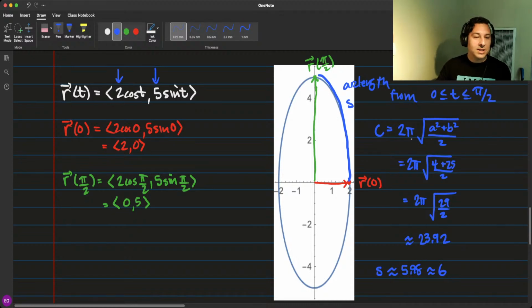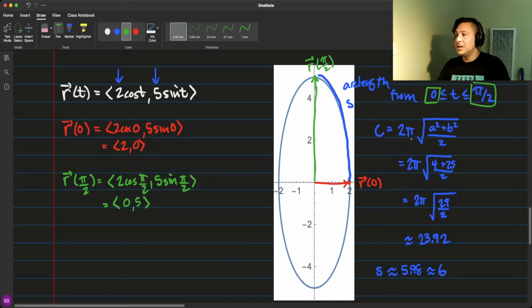Now, because we're talking about the arc length starting at t equals 0 and ending at t equals pi over 2, what would it be very convenient for this arc length to be equal to? If you started at 0 and ended at pi over 2, what would you like your arc length to be equal to?